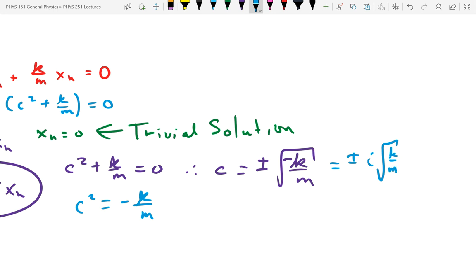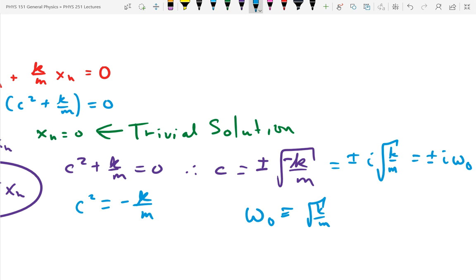Now, in the other physics class, we've seen the square root of k over m. What did we call that? We called that our resonant frequency. I'm going to write omega sub 0 for our resonant frequency, equal to the square root of k over m. So this will be a definition. Put a third line in equal to make a definition. So c is equal to plus or minus i omega 0.